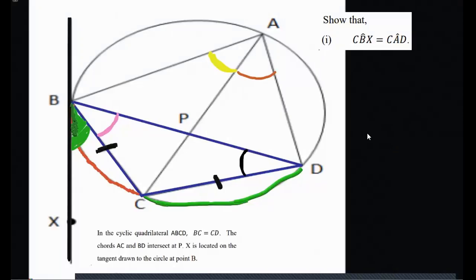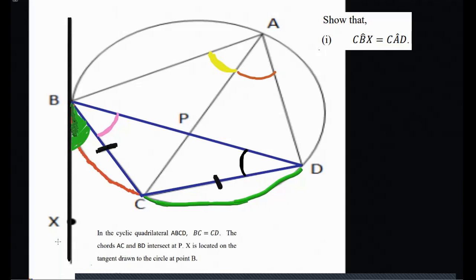All right, so let's look at paper 2, question number 11. What has been told was in the cyclic quadrilateral ABCD, BC is equal to CD, which has been already marked. The chords AC and BD intersect at D.